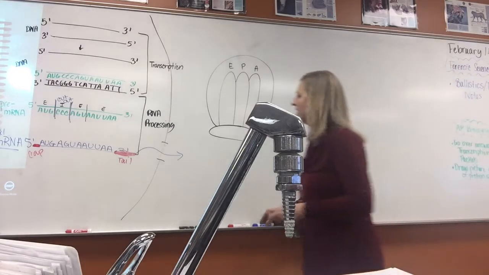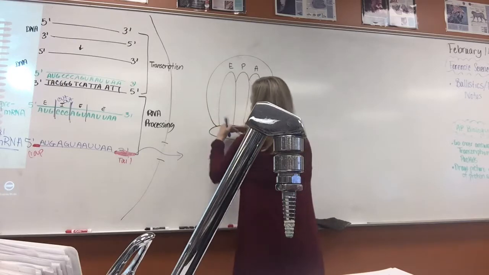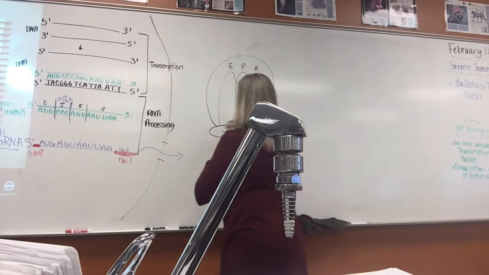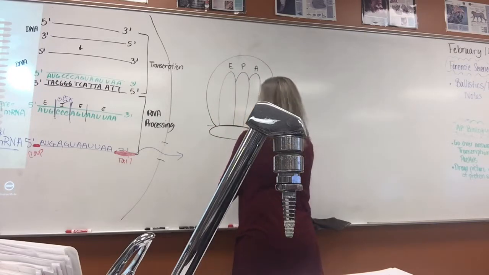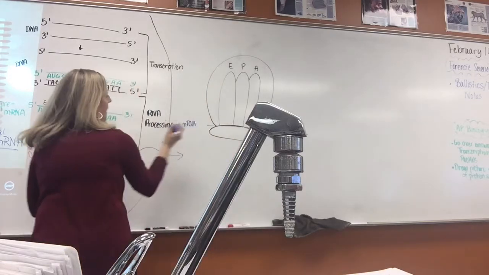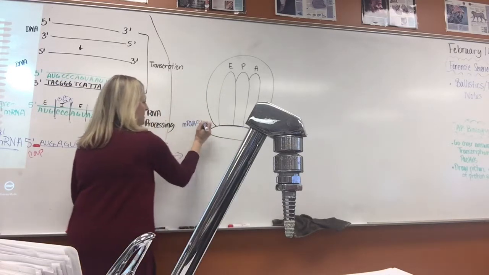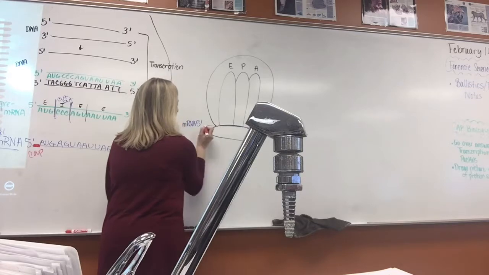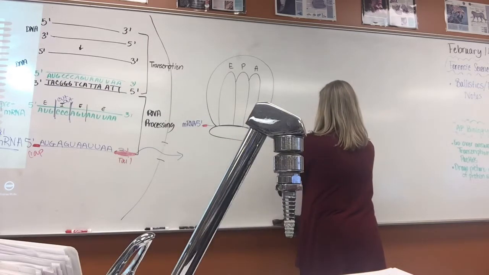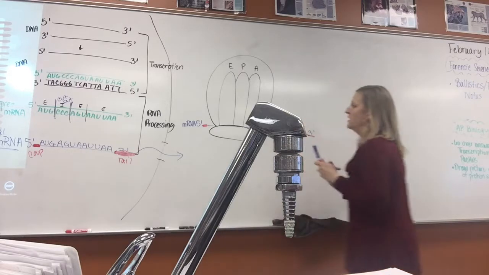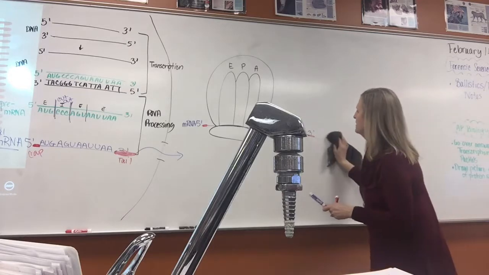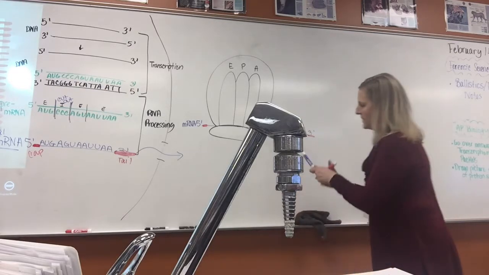Now let me draw in the mRNA. Before the large subunit comes in, the mRNA binds to the small subunit. So this is your final mRNA. This is your 5' end, and your cap's hanging off here. And this is your 3' end, and your tail's hanging off here. All right, so that's what we have.